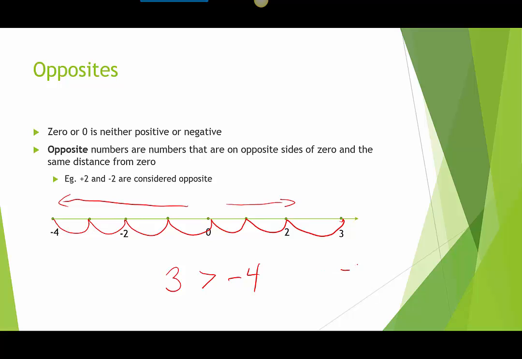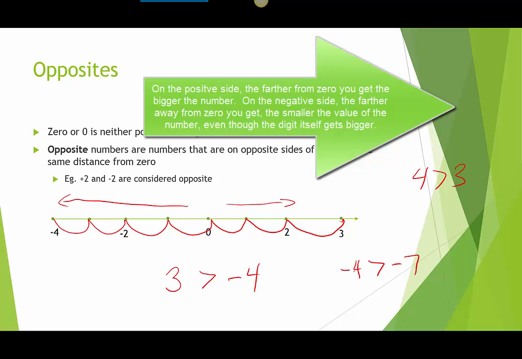Just the same as negative 4 would be considered a greater number than negative 7 because it's closer to 0 than negative 7 is. And the same would be said of 4 being greater than 3 because it is farther away from 0 on this side. So for positive numbers to be greater, they need to be farther away from 0, and for negative numbers to be greater, they need to be closer to 0.